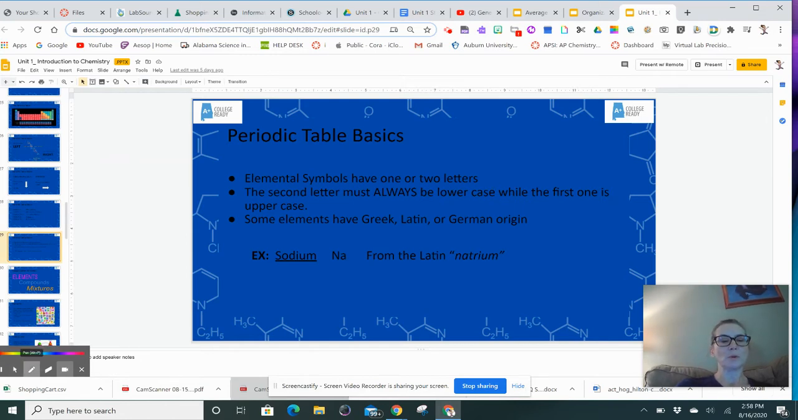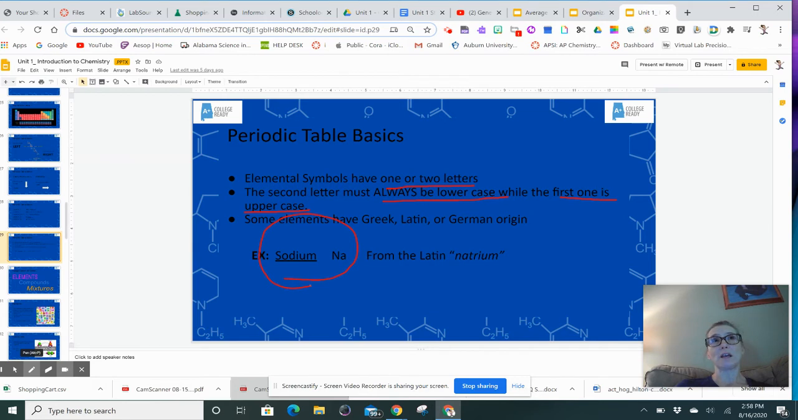Okay, element symbols, remember they have 1 to 2 letters. The second letter must always be lowercase, and the first one is always uppercase. Okay, now there are elements on the periodic table whose letters don't seem to match their names at all. So like sodium, we think, well, why doesn't it start with an S? It's S-O-D-I-U-M. But when they don't match, like sodium, that's because that symbol came from its original name, which was usually in Greek or Latin or German.